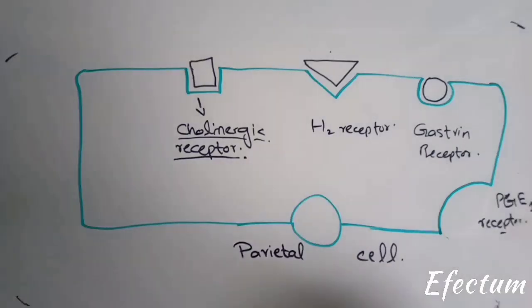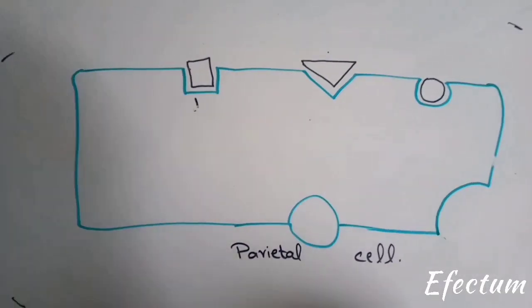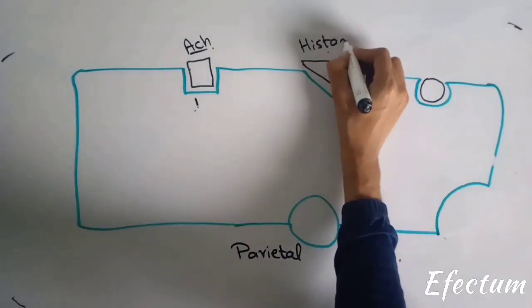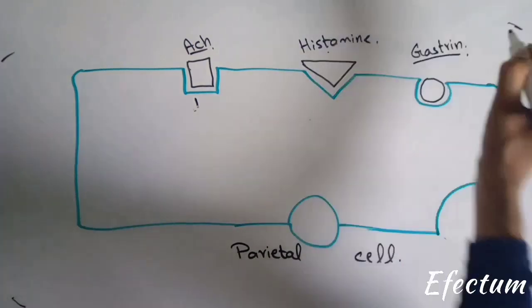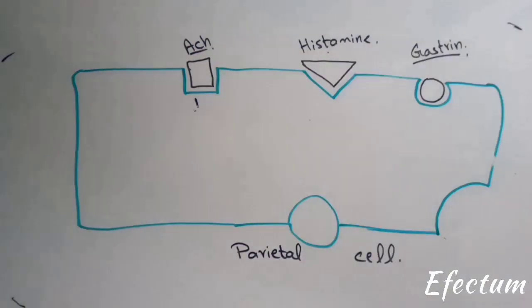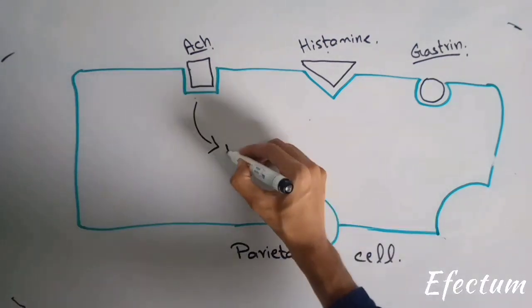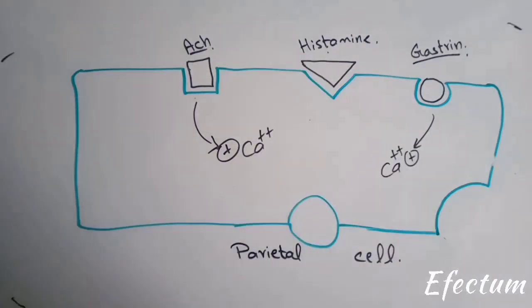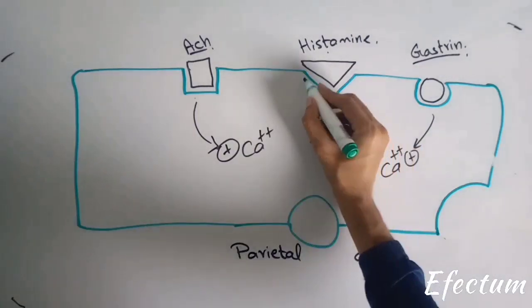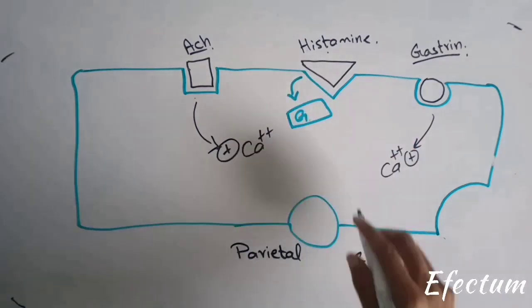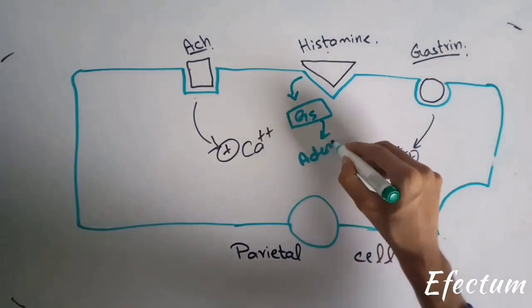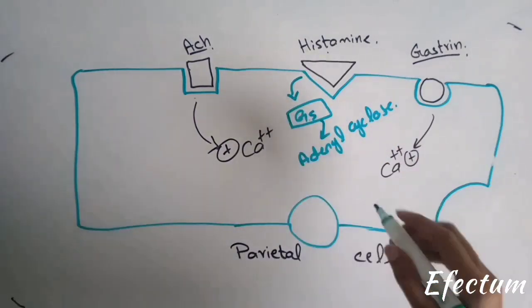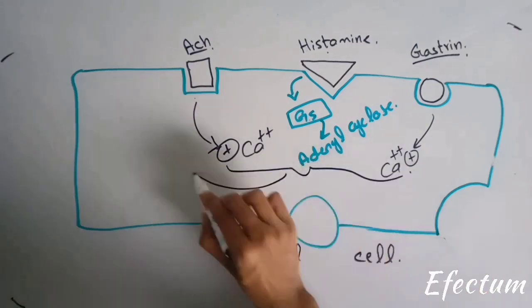If acetylcholine binds to its receptor, histamine binds to its receptor, and gastrin binds to its receptor, then the whole cell is stimulated to release hydrogen from the cell. Acetylcholine causes an increase in calcium, and gastrin also causes an increase in calcium, while histamine activates Gs, which in turn activates adenyl cyclase.